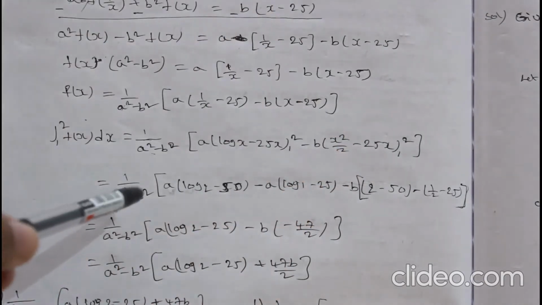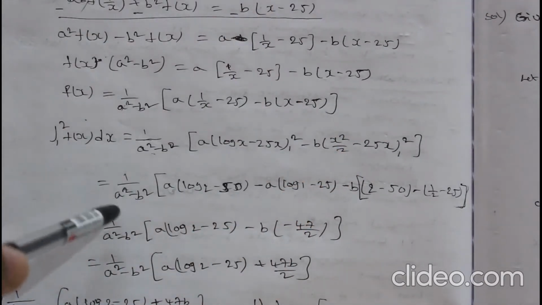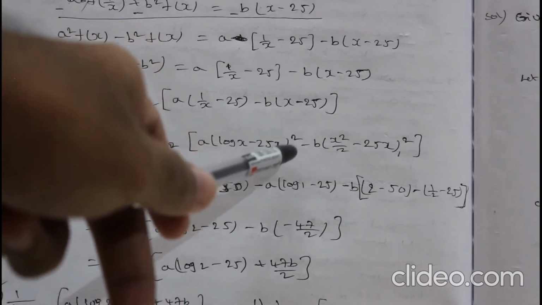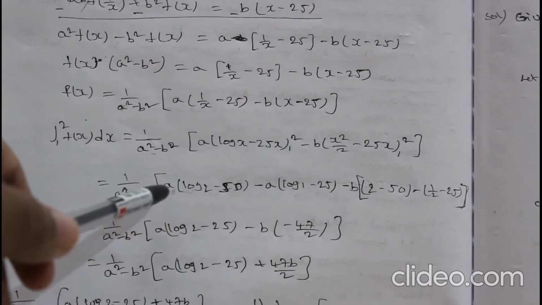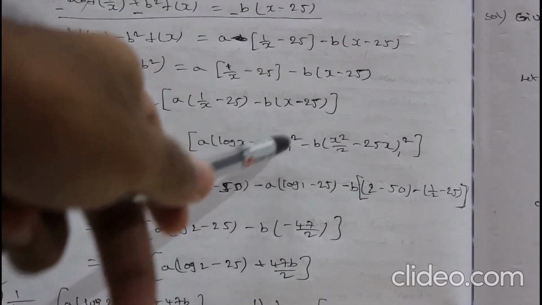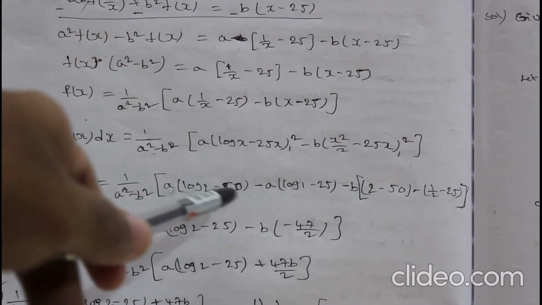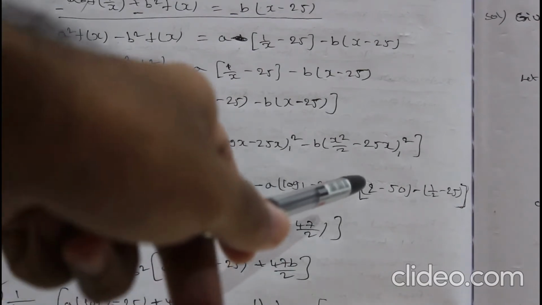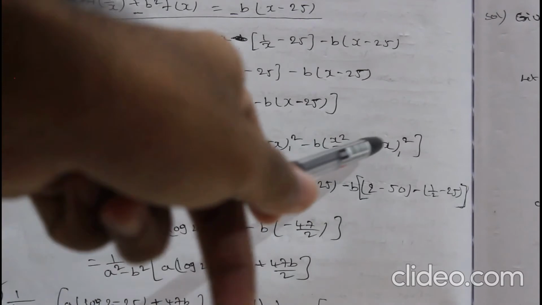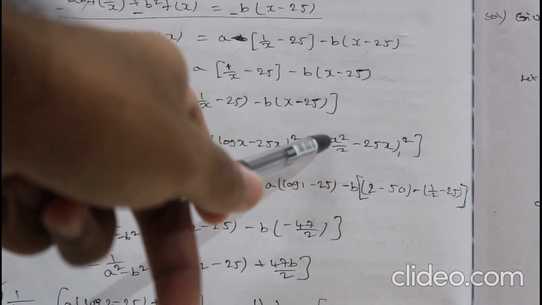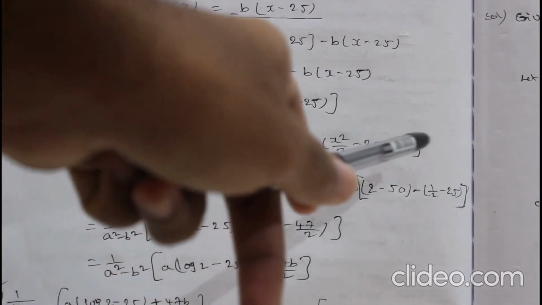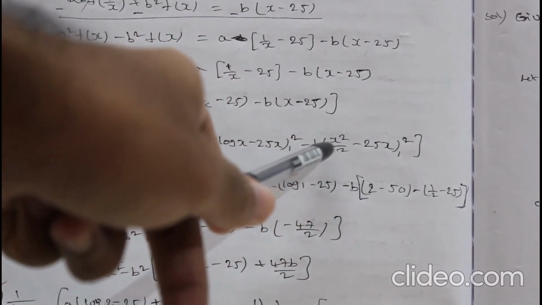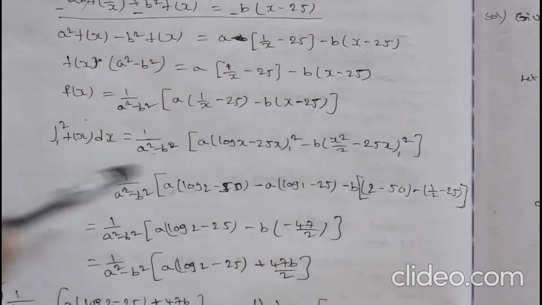So that is equal to 1 by a square minus b square, a into, so apply these limits, so a into log 2 minus 25 into 2, so 50, log 2 minus 50 minus a into log 1 minus 25 minus b into 2 square by 2, so 2 minus 25 into 2 minus 50 minus 1 by 2 minus 25.